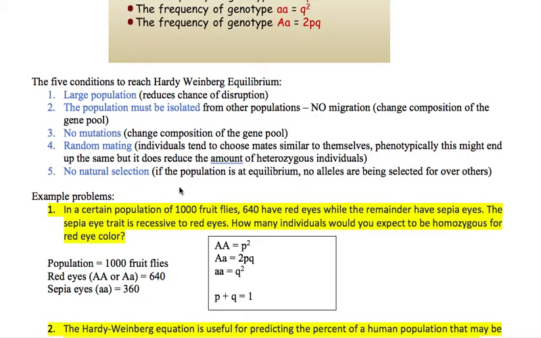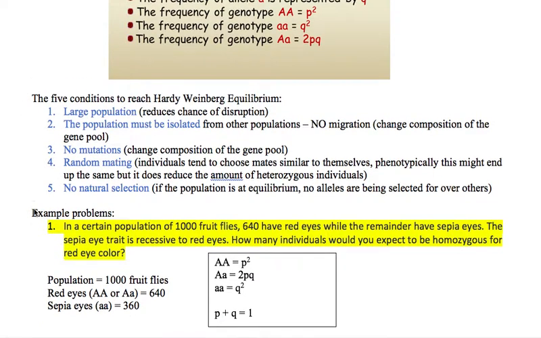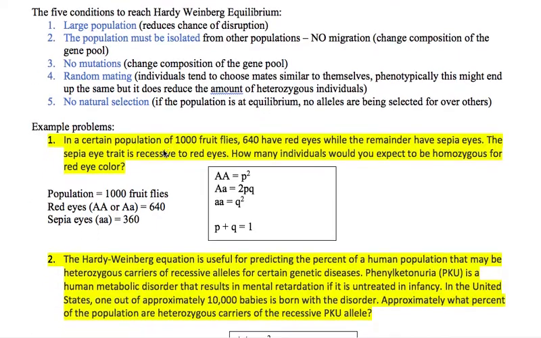Finally, there can be no natural selection. If the population is at equilibrium, no alleles are being selected for over other alleles. So these are our 5 conditions. As you can see, that's not really going to be happening in nature. But this is going to act as a model for us to compare to, and it gives us a way to calculate both allele and gene frequency in populations. Let's go ahead and do some sample problems here.